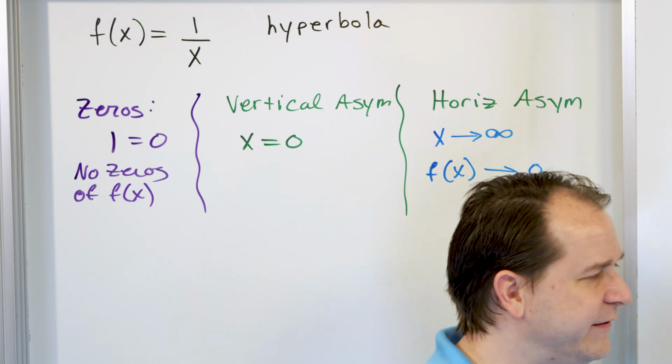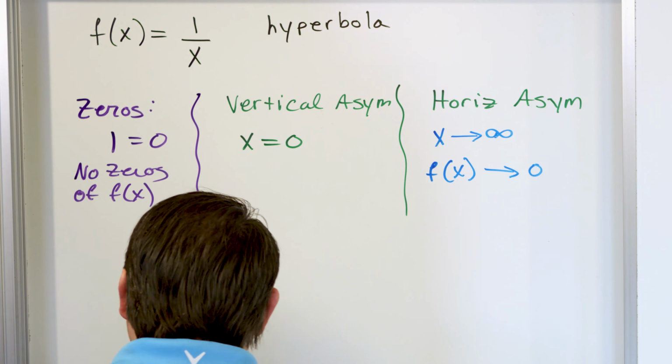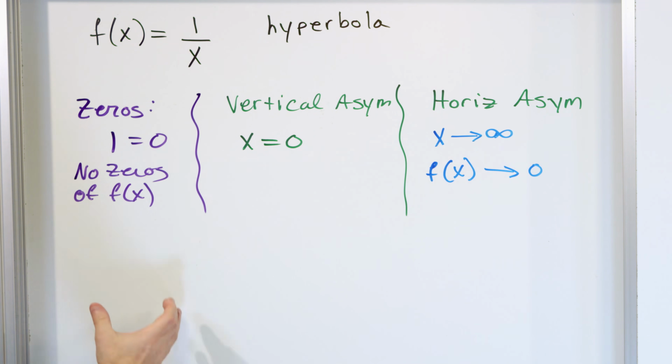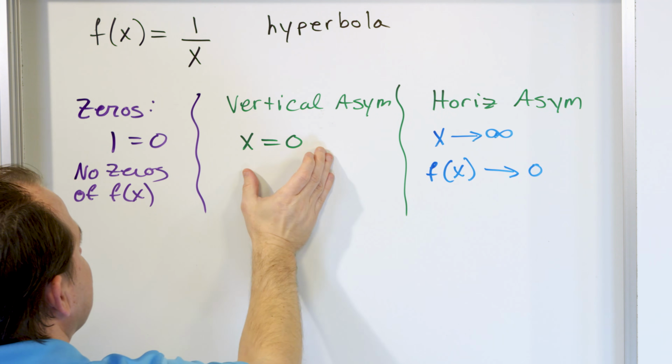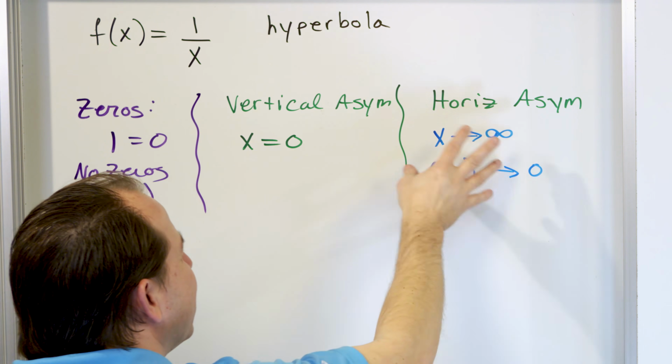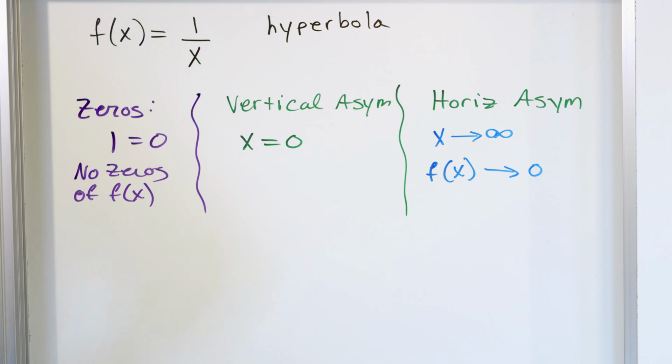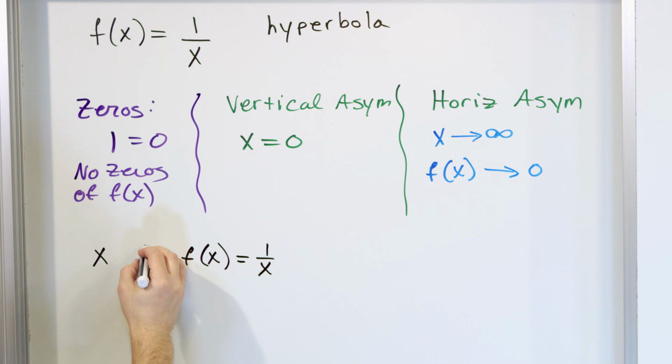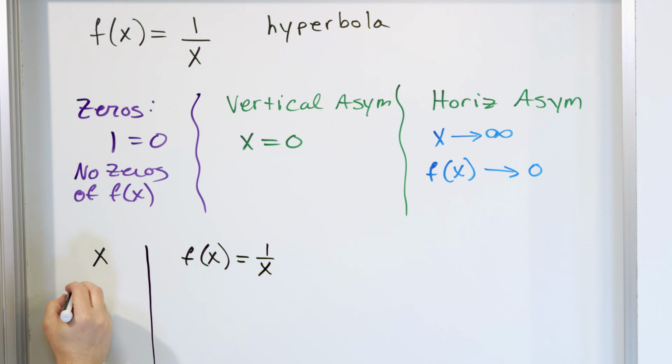All right, now the next thing we need to do to make progress is actually go ahead and make a table. So we know the function will not cross the x-axis. We know we have a vertical asymptote. We know we have a horizontal asymptote, even though I haven't even shown you what that really means. So in order to make progress, let's go ahead and make a full-blown table of this guy. Let's pick values of x, and then we'll plug it into corresponding values of f of x, which is just 1 over x.